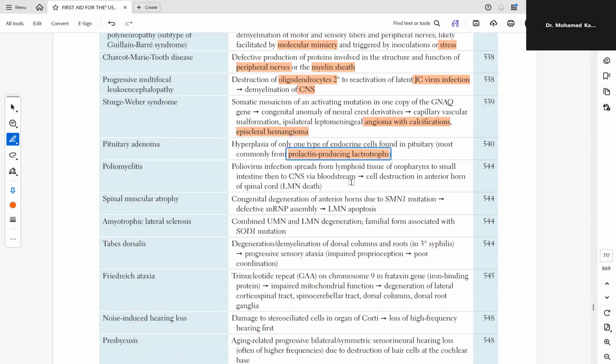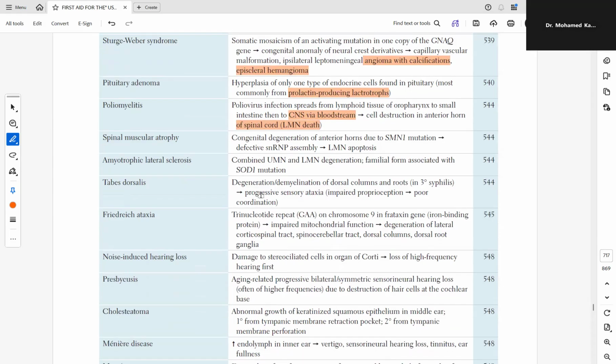Poliomyelitis is a poliovirus infection which has been eradicated in most of the world. Poliovirus infection spreads from lymphoid tissue of the oropharynx to the small intestine, then to the central nervous system via the bloodstream, leading to cell destruction in the anterior, which cells affected? The anterior horn of the spinal cord, leading to lower motor neuron death.